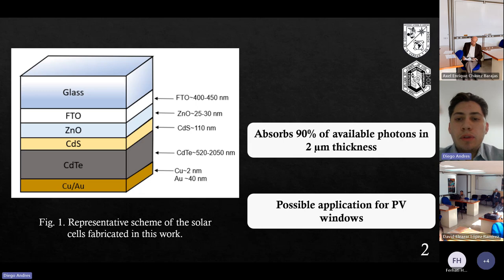As we know, and many articles prove, cadmium telluride absorbs around 90% of the available photons in 2 micrometers of thickness. So for possible applications for photovoltaic windows, this thickness must be reduced to at least around 1 micrometer to have a double use: to produce electricity and to serve as photovoltaic windows. This configuration is constituted by a glass substrate with fluorine-doped tin oxide, a thin layer of zinc oxide, an n-type layer of cadmium sulfide, the absorber layer of cadmium telluride, and the contacts of copper and gold, each of them with the respective thickness shown here.